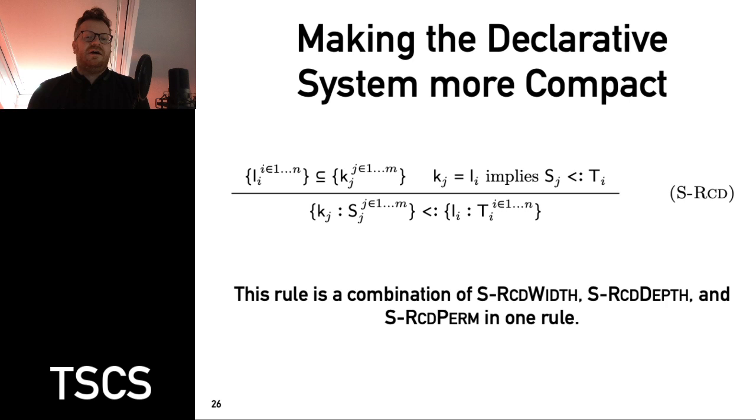And as subtyping is reflexive, you can use the sRCD width and the sRCD depth rule quite very much the same. And then you factor in the permutation with these different index sets as before, and just force that the labels are the same. The labels are the same, but they can be in arbitrary other sequences. Then you basically subsume this in just one rule.